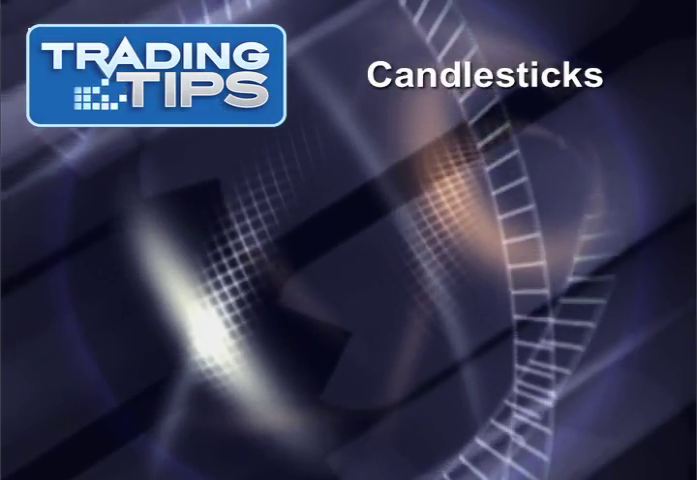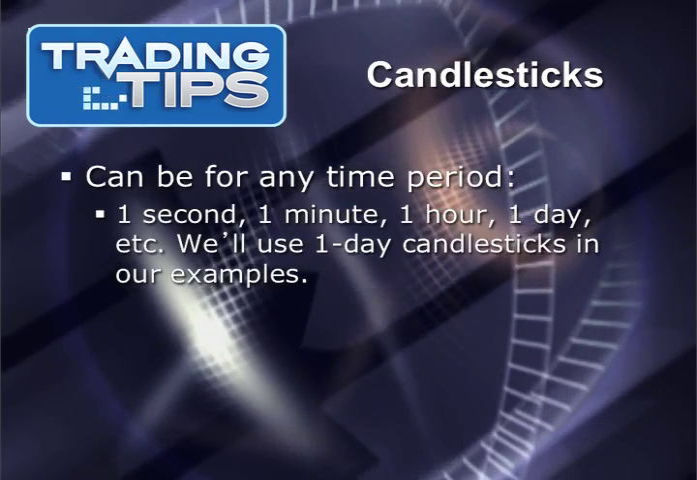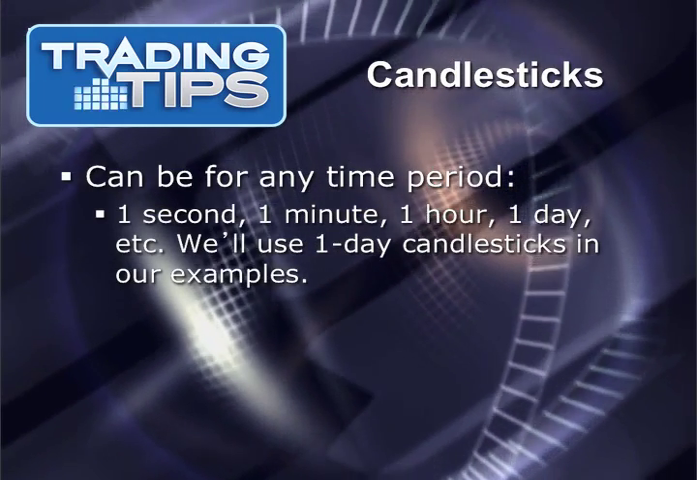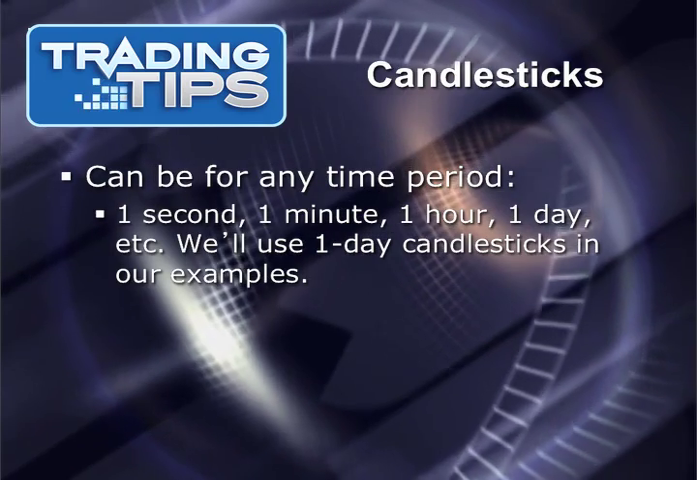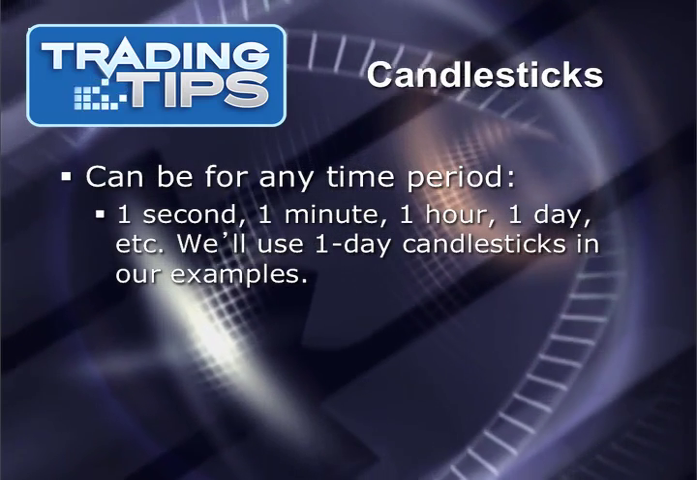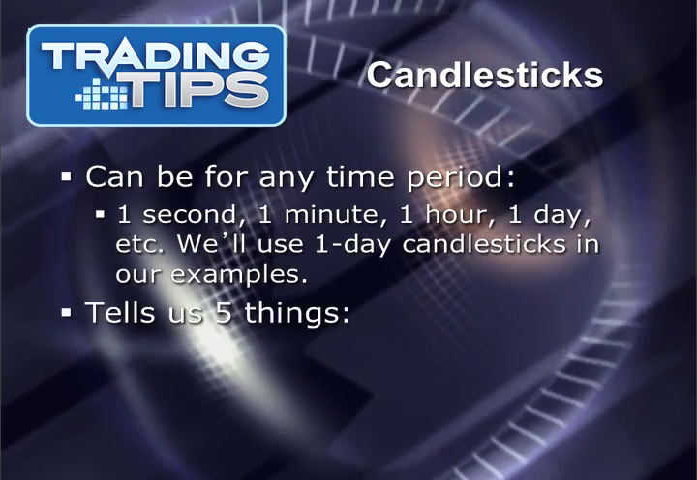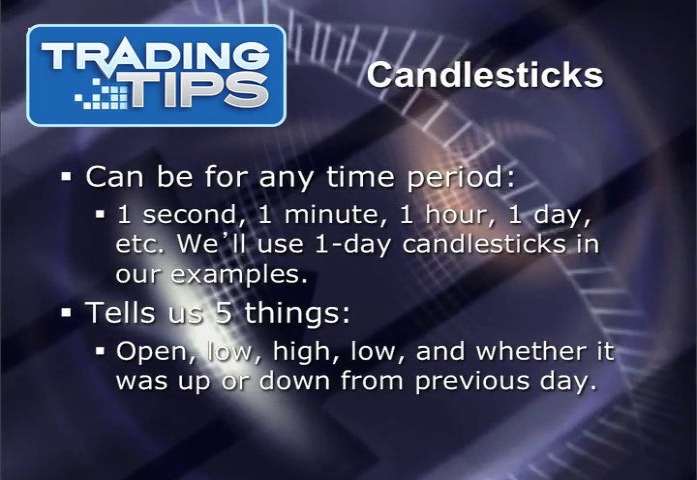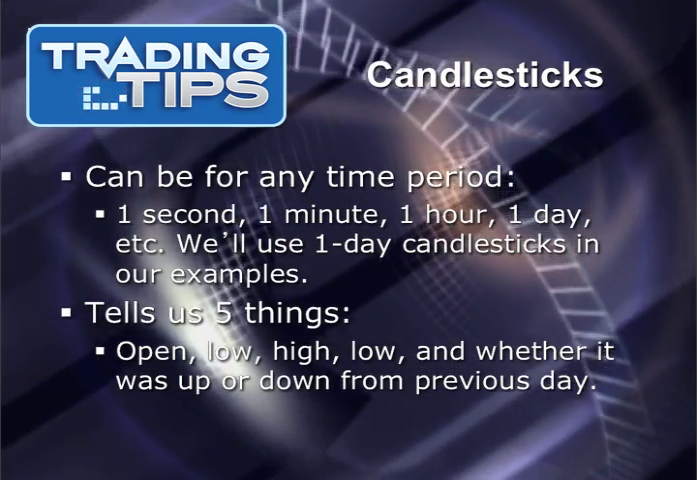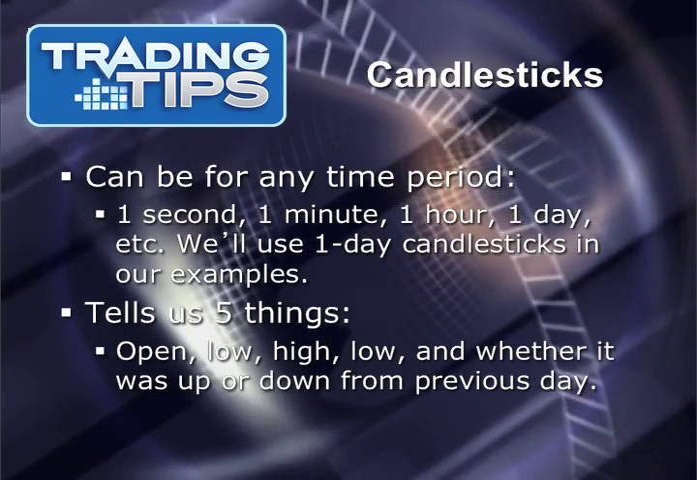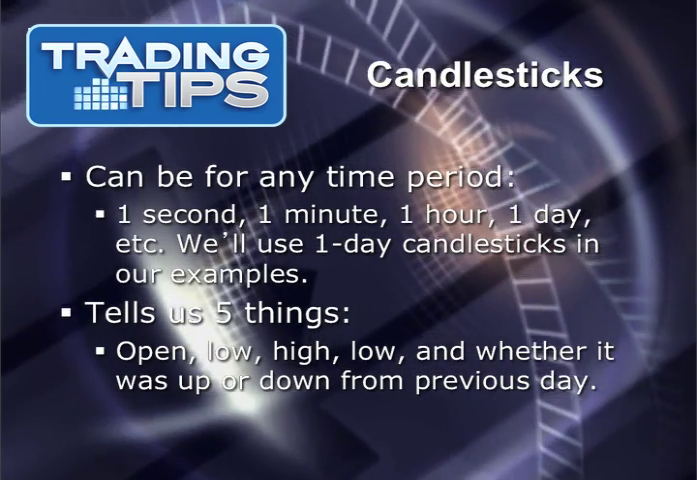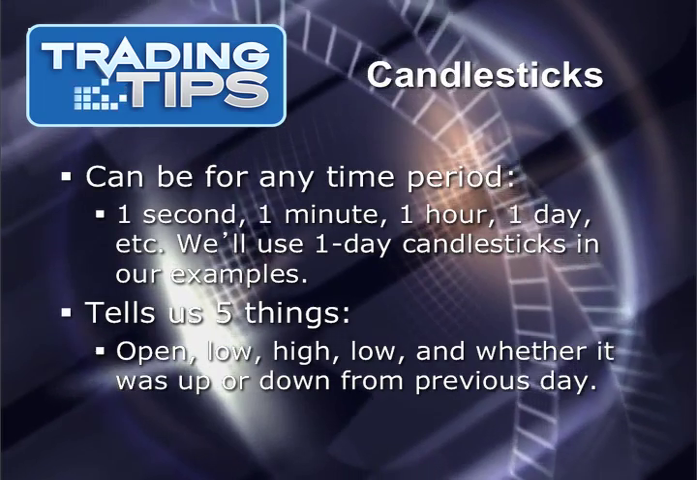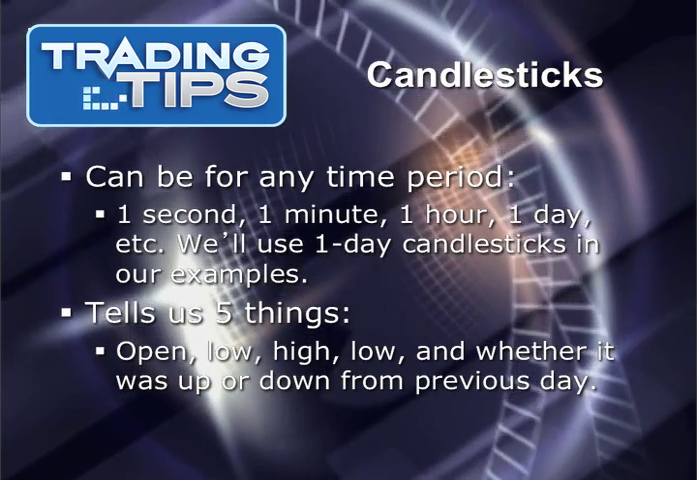First, let's talk about candlesticks. Candlesticks can be for any period, a minute, 30 minutes, an hour, a day, a week. Let's just assume we're dealing with daily candlesticks here, so we'll have a consistency in terminology. A candlestick tells us 5 things about a stock's action for a day. It tells us the stock's opening price, its closing price, its high for the day, its low for the day, and whether the stock closed higher or lower than the previous day. We'll take a look at how this information is conveyed on the next slide.